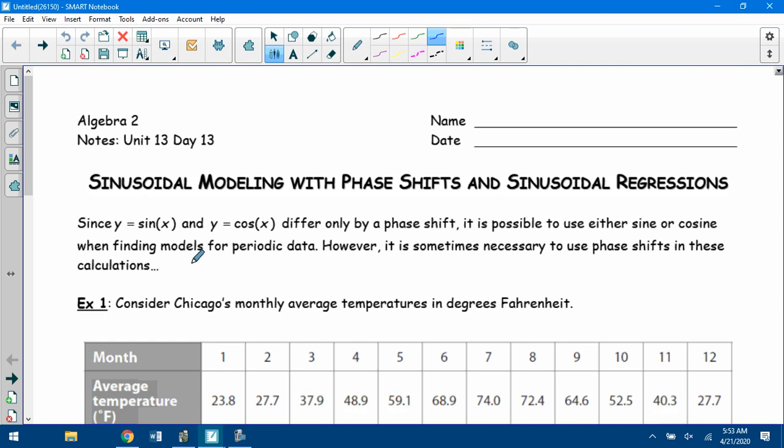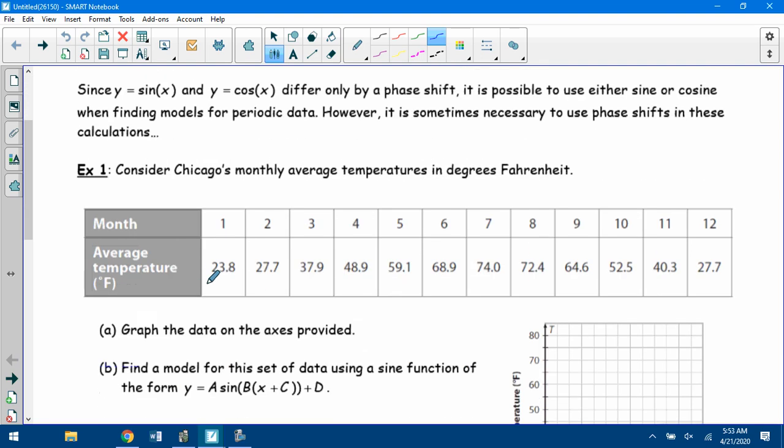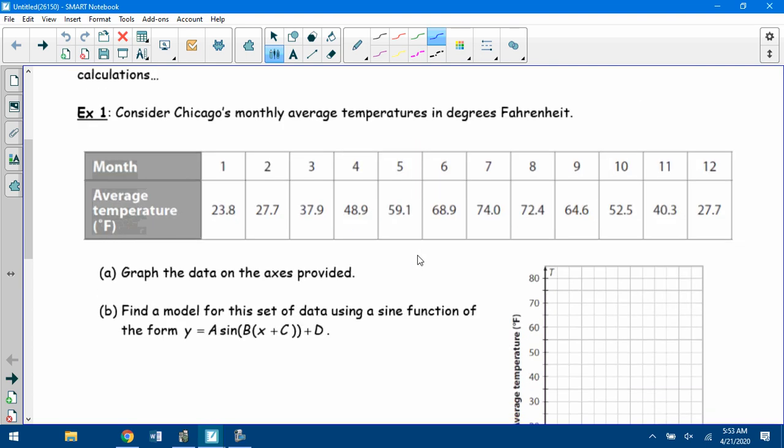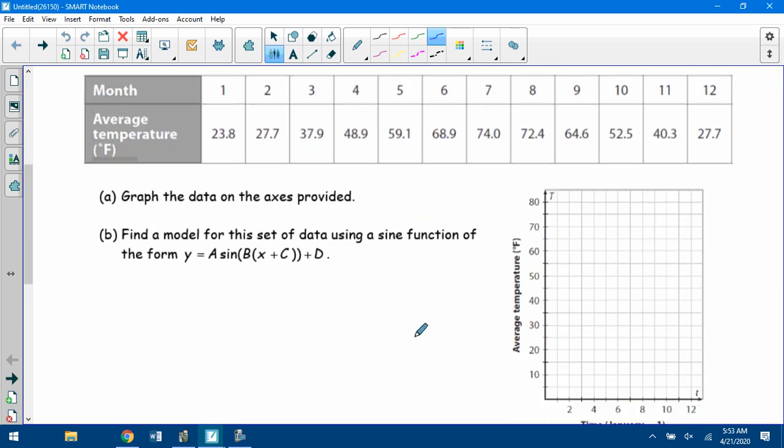Let's say I've got Chicago's monthly average temperatures. So month 1 would be January, February, all the way to December. Average temperatures over the course of a year would be periodic because over the next year we'd expect them to be about the same. Okay, first step says to graph the data on the axes provided. So we're going to graph these the best we can on here.